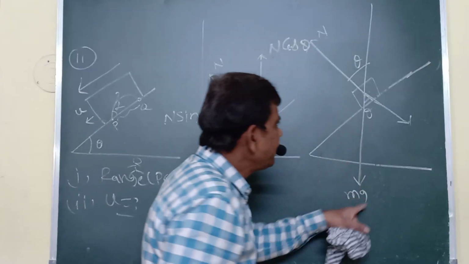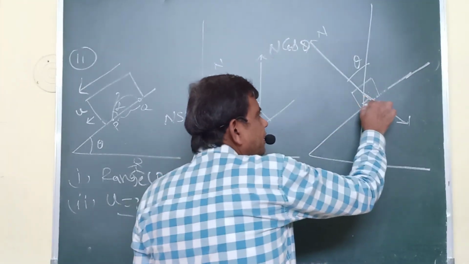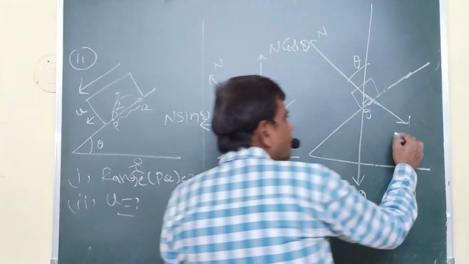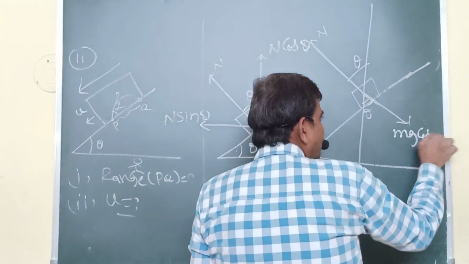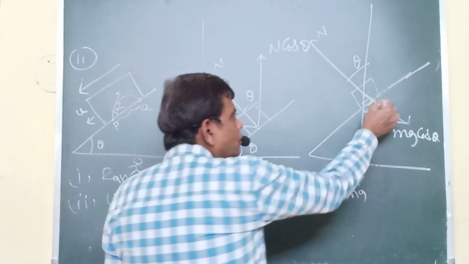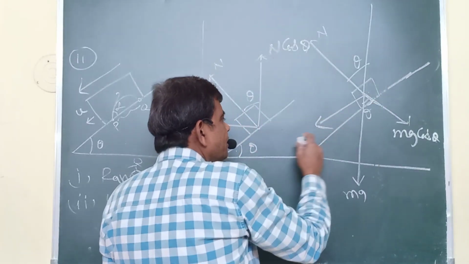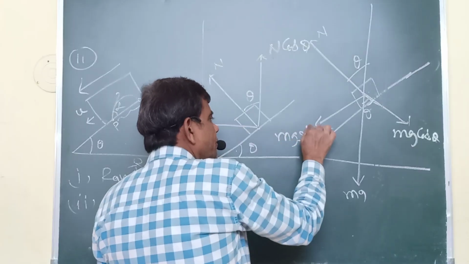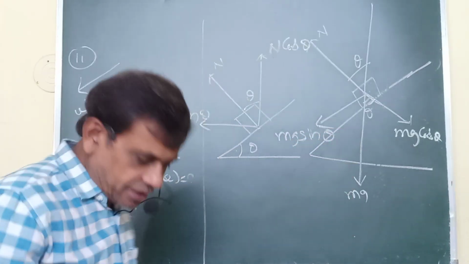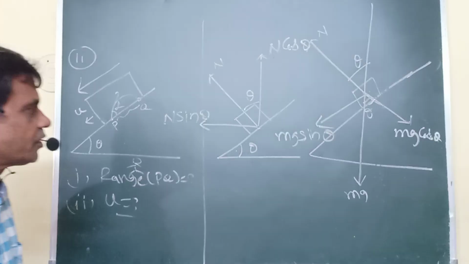So, mg is making theta angle here. Where it makes the theta angle, that is called cos theta. So, this is called mg cos theta. So, perpendicular to this, what is there? mg sin theta. So, this is according to resolution of vectors.